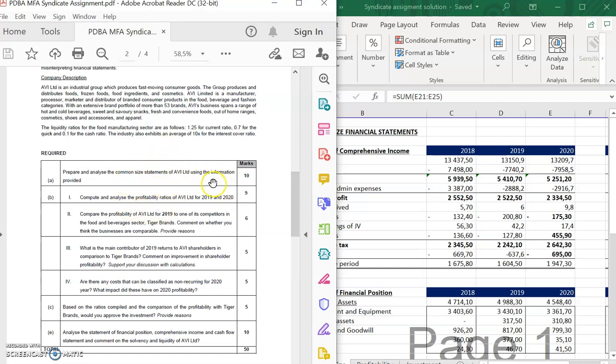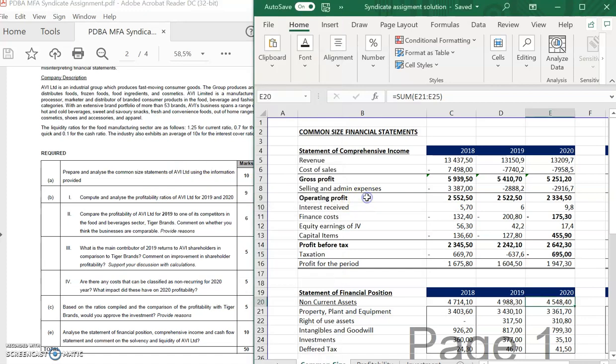Okay, the first question we were meant to do is just prepare and analyze the common size financial statements of only AVI Limited using the information provided. Most students were able to get this correct. So what I've done here on the right on the Excel spreadsheet is put together all of AVI's statement of comprehensive income for 2018, 19, and 20, as these 3 years were provided.